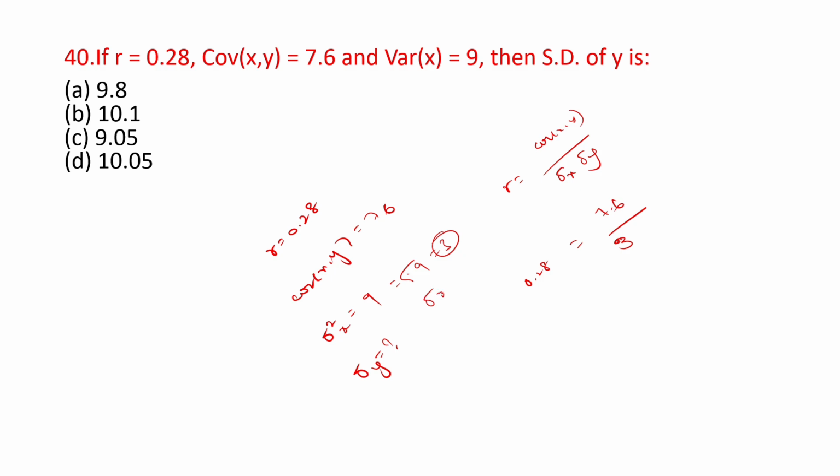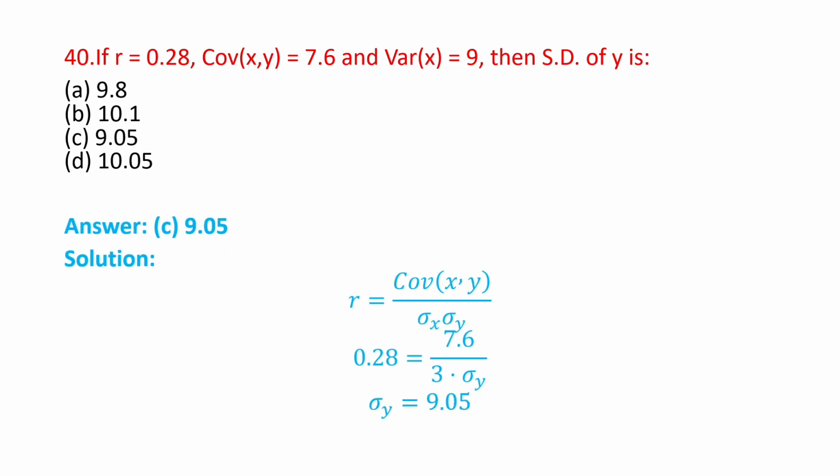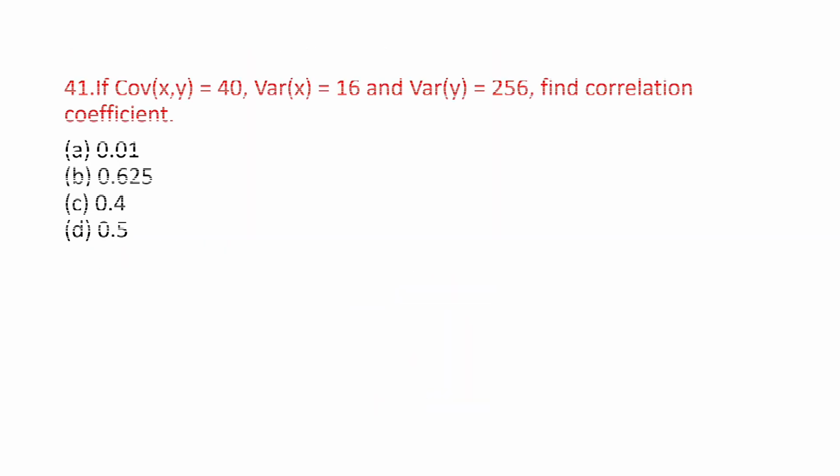So the standard deviation of x is equal to 3, and we need the standard deviation of y. Then multiply 0.8 into 3, 7.6 and y. Next, y 7.6, 0.8 into 3. Just simplify, you will get the answer of this one. So C is the answer. The answer is 3.